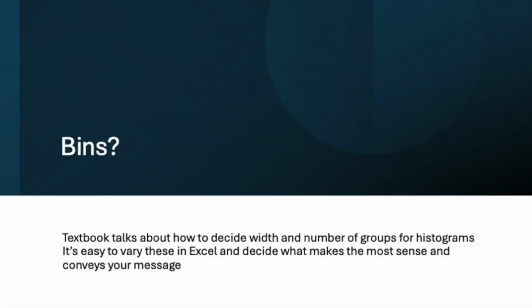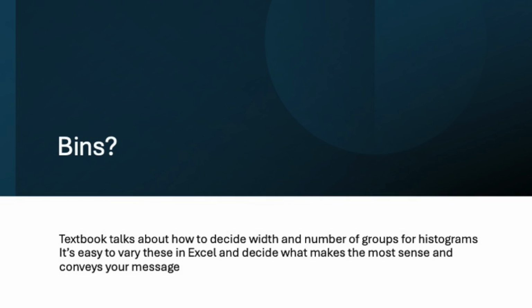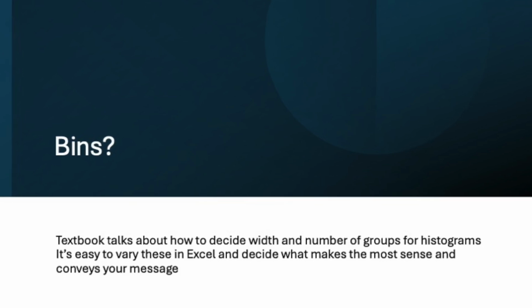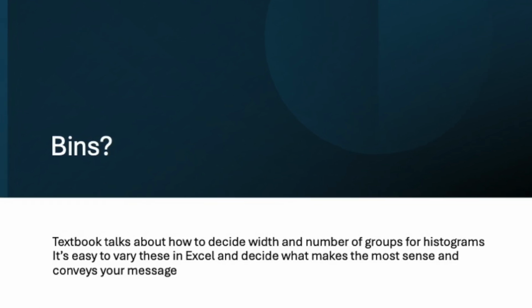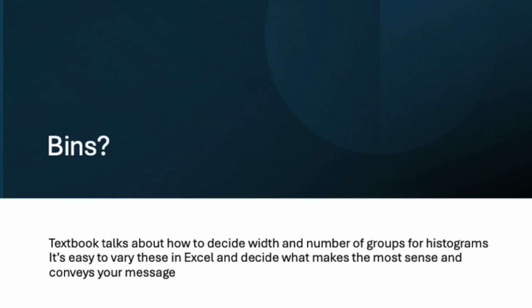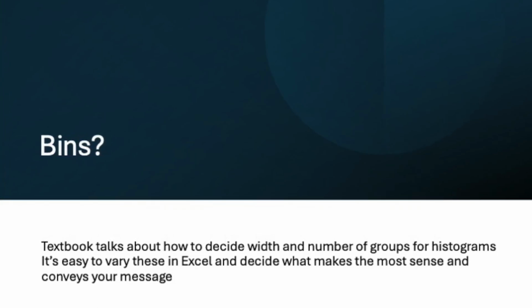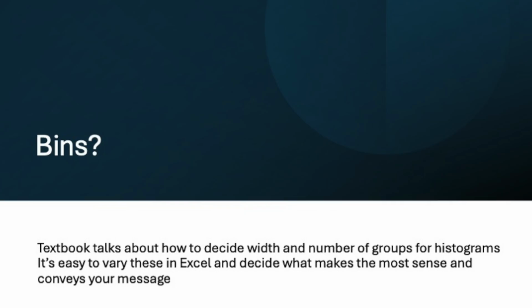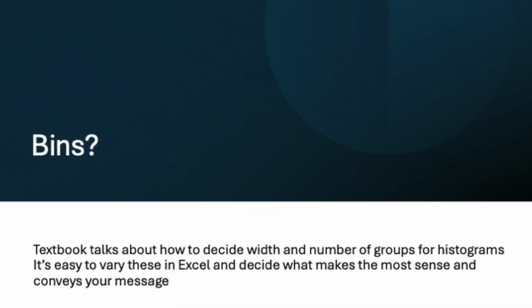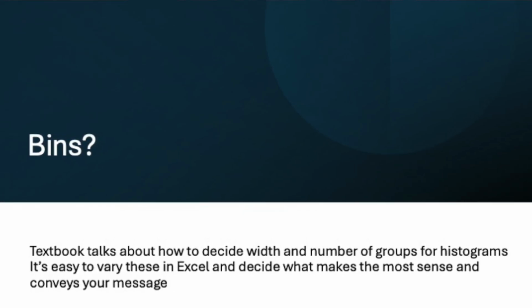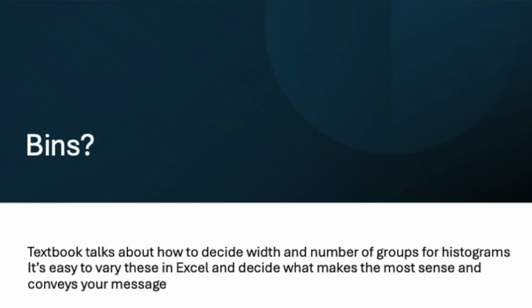The textbook talks quite a bit about how to decide the width and number of groups, or number of bins, for histograms. It actually is pretty easy to vary these in Excel and just decide what makes the most sense and conveys your message. I would start with the default that Excel gives you, and then if you think that's not appropriate, try making it larger or smaller.